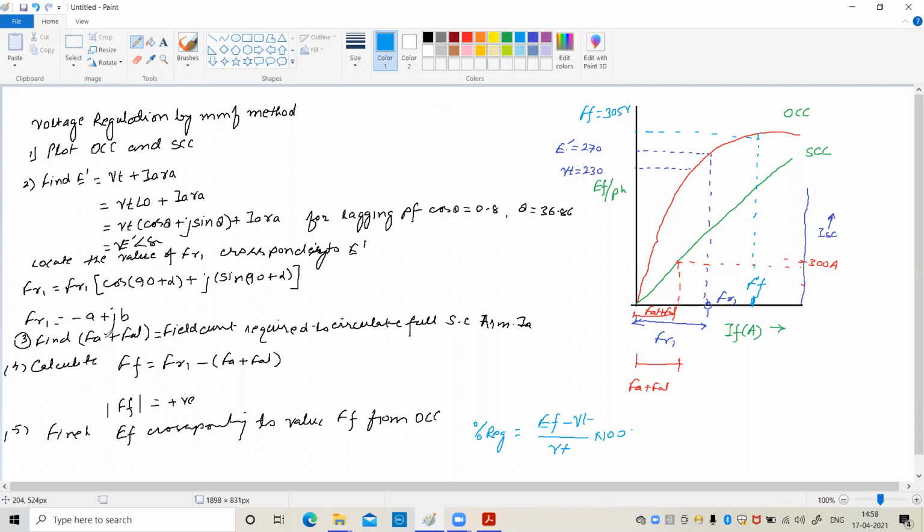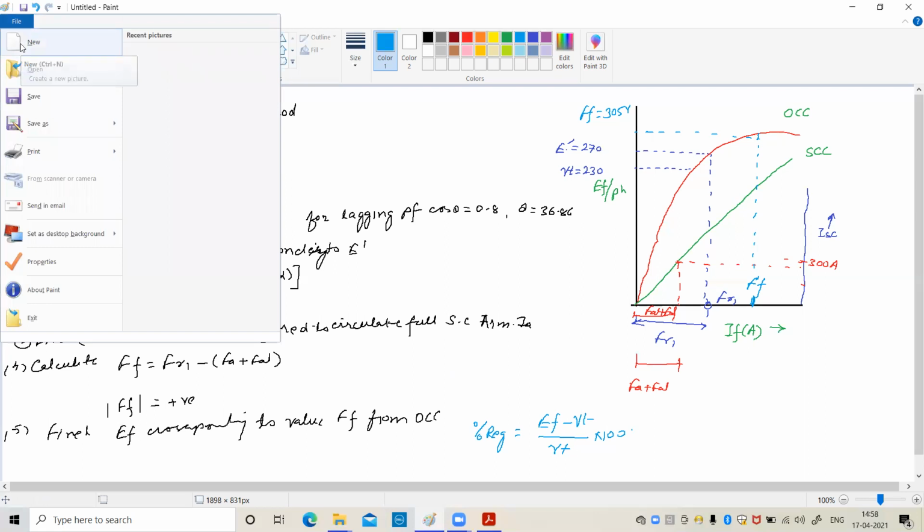Now by the value of FA plus FAL and FR1, we can calculate FF is equal to FR1 minus FA plus FAL, and from the magnitude of FR1, we can calculate the corresponding value of EF from OCC. So this is the one. Now we will try to solve one numerical. It is very simple and interesting to solve the numerical by the MMF method.